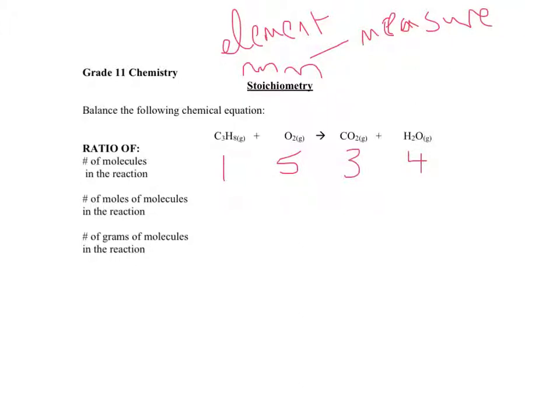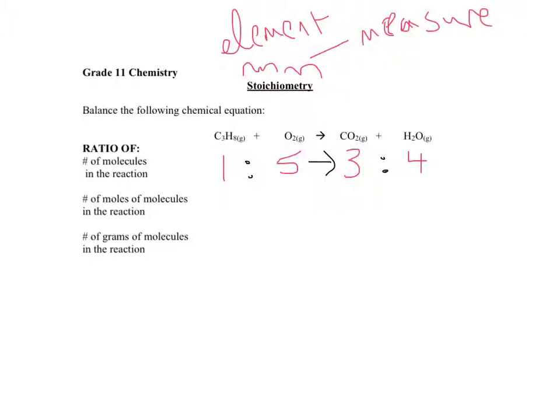You can also think about this as ratios. There's a 1 to 5 to 3. There's a 1 to 5 ratio, and that 1 to 5 ratio is necessary to produce the 3 to 4 ratio of products. So reactants, products, and a 1 to 5 ratio of reactants to make a 3 to 4 ratio of products.